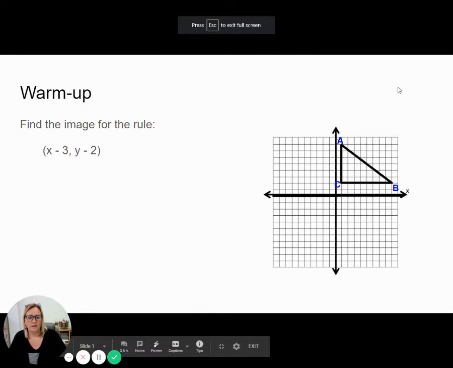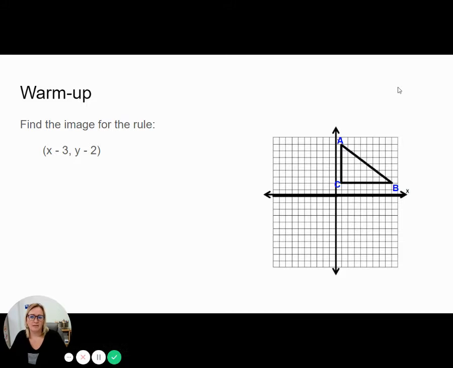Hello, this is your warm up for the day. Take a couple of minutes and find the image for this rule.